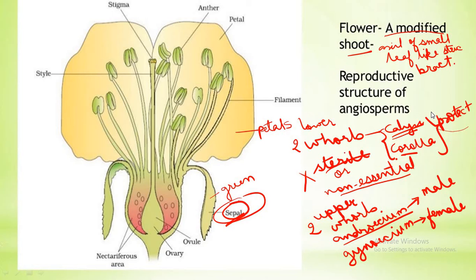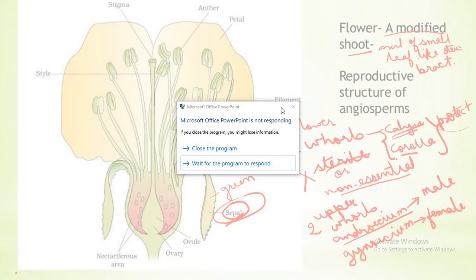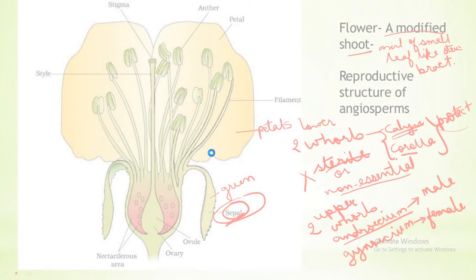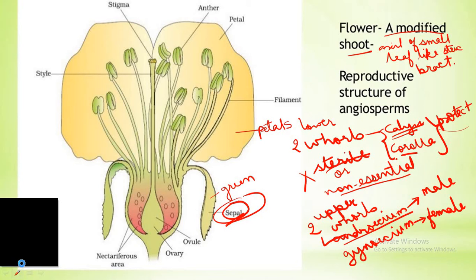Now let us discuss the two essential whorls or the reproductive whorls of a flower, that is androecium and gynoecium respectively. Let us start with androecium first. Androecium is the male reproductive part of the flower. It consists of the individual units which are called the stamens, and each stamen consists of an anther, filament and a connective. It helps in the production of microspores, that is pollen grains containing male gametes, within the anther lobes.